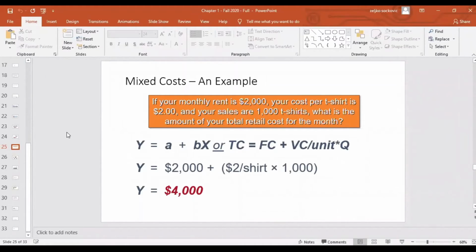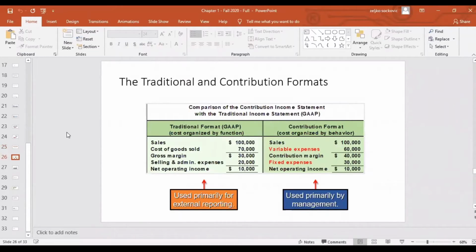Because I wanted you to see in that example, in narrative lectures, how things relate a little bit to each other, right? Okay, this is a very important part of this variable and fixed thing, and in general, part of this traditional versus contribution format. Talia, okay, go ahead, Talia.